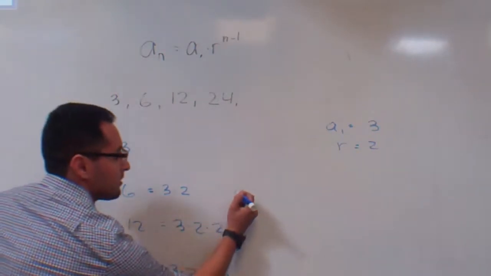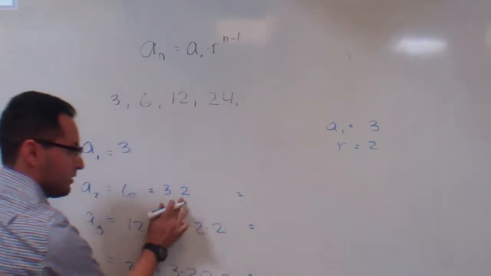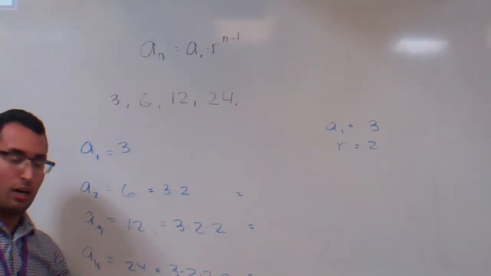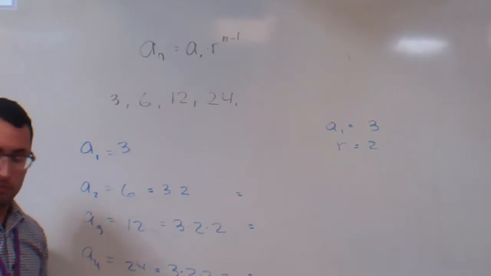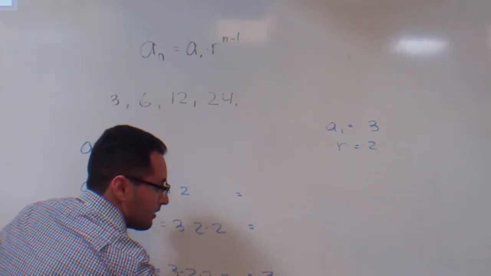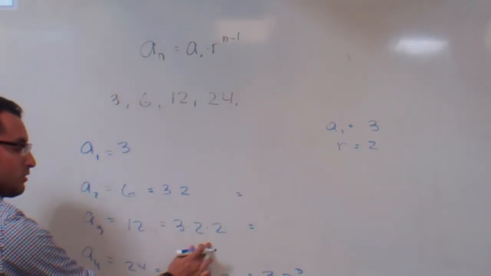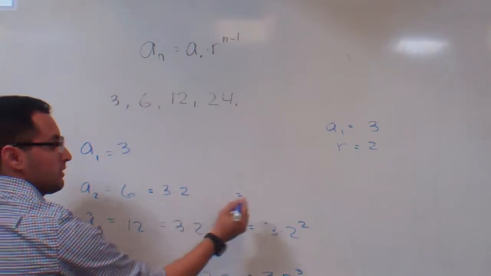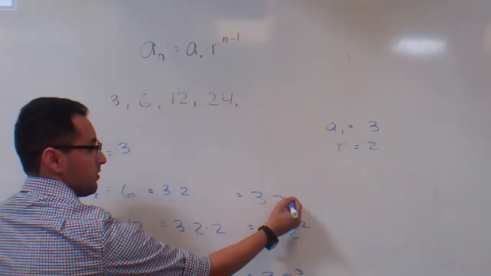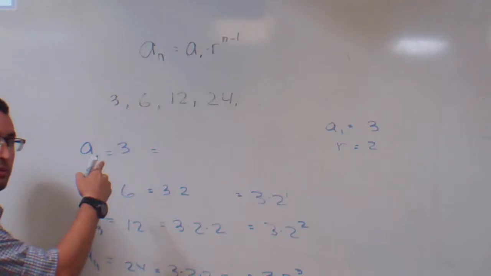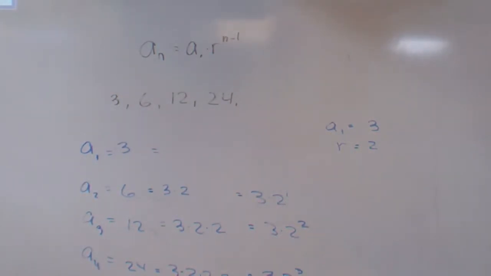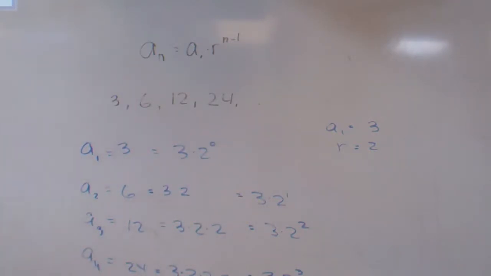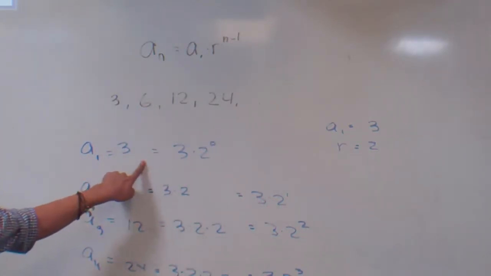Now the thing is, there's a better way to represent these 2's, right? 2 times 2, 2 times 2 times 2. I'm going to start at the end. How can we represent 2 times 2 times 2? 2 to the third. So this is actually 3 times 2 to the third. This is 3 times 2 to the second. This is 3 times 2 to the first. How can you represent this one? 3 times 2 to the 0, right? Anything to the 0 power is just 1, and 1 times 3 is just 3.